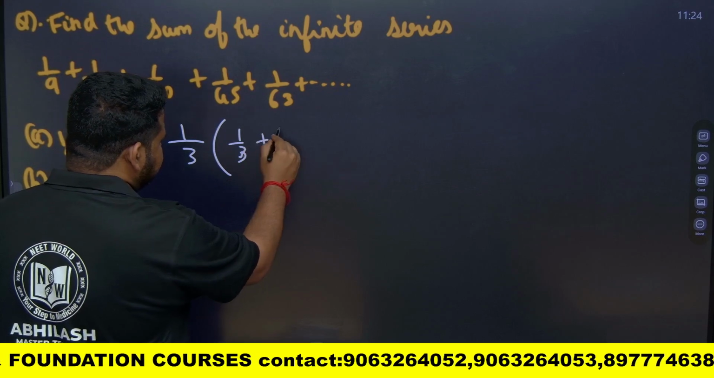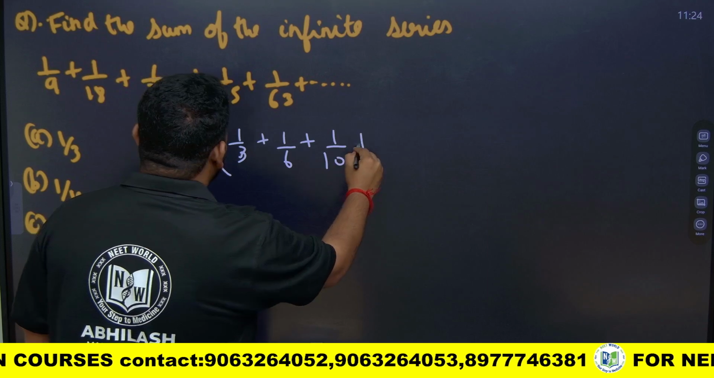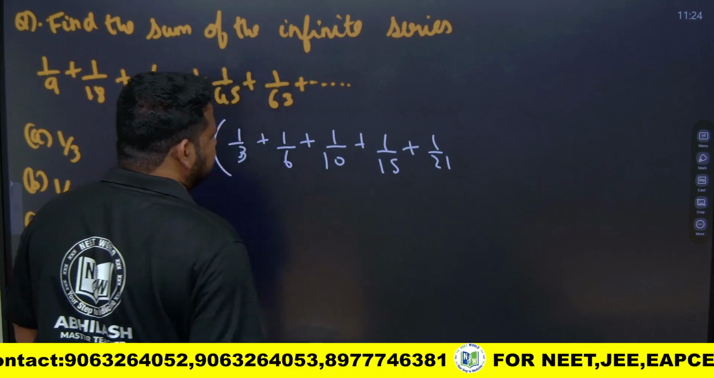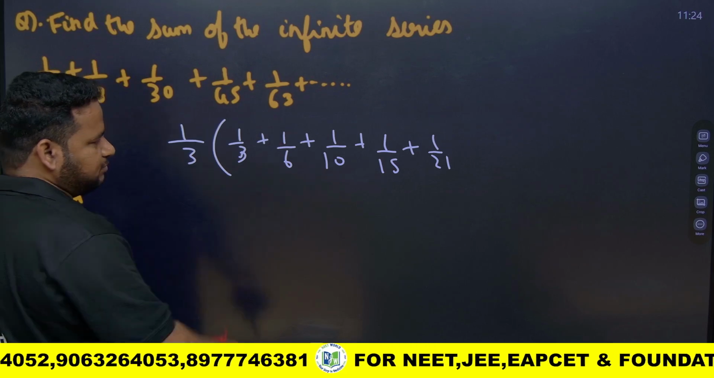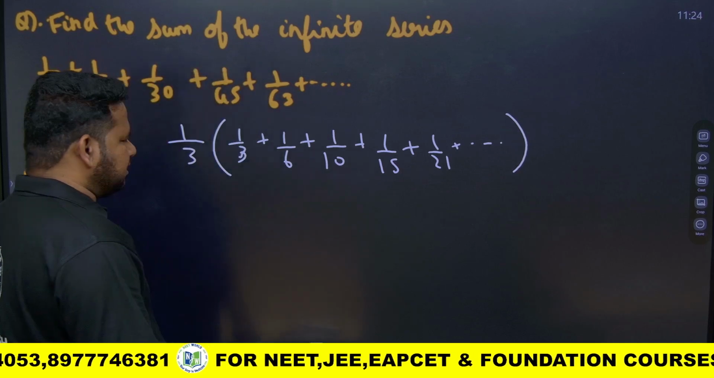So 18 will become 1/6, plus 30 will be 3 into 10, this will be 3 into 15, this will be 3 into 21, and 63 will become like that, up to an infinite number of terms.